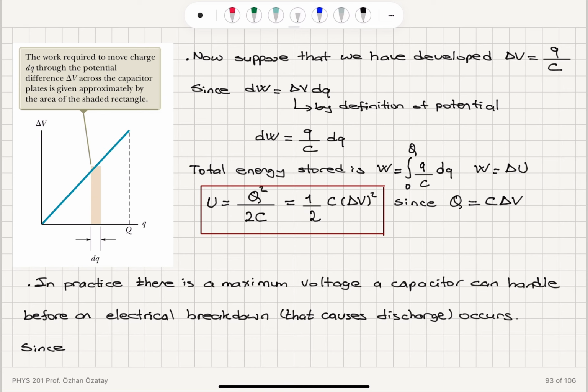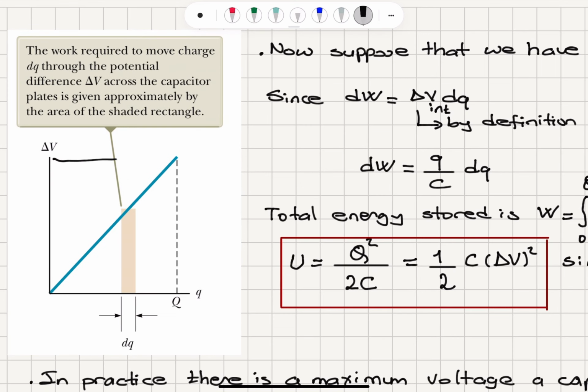So if you wish, we can call this intermediate delta V. This is going to be delta V intermediate times dq, but delta V intermediate is equal to q intermediate divided by C. The total delta V that we reach here is basically the value at the end of the process. So that's the value we reach here, delta V.